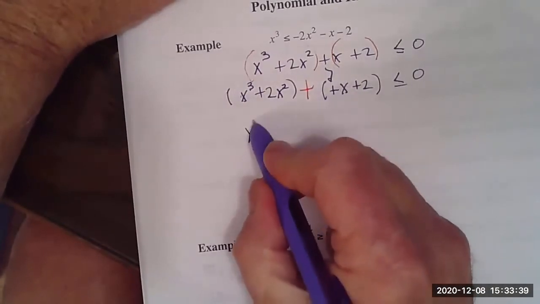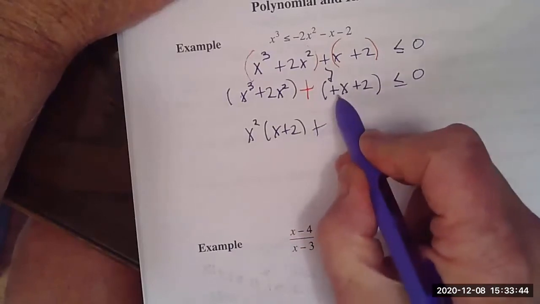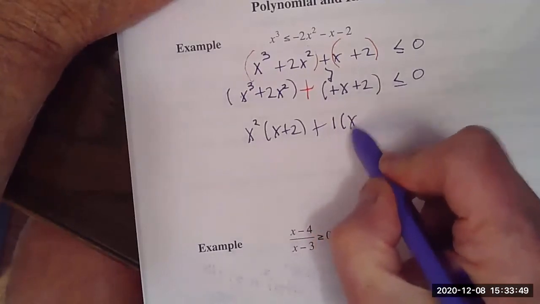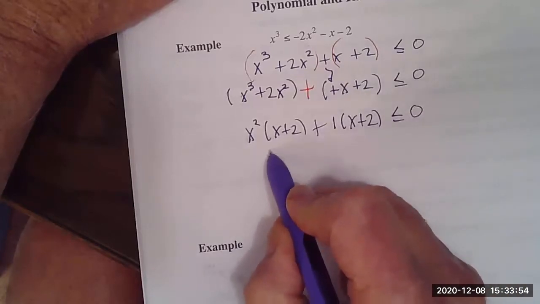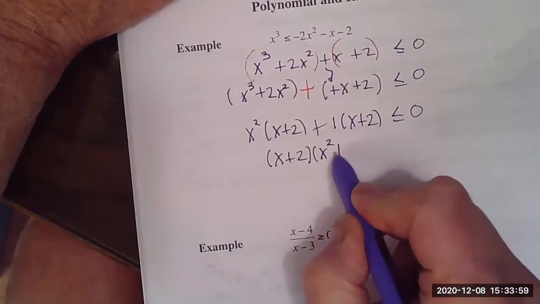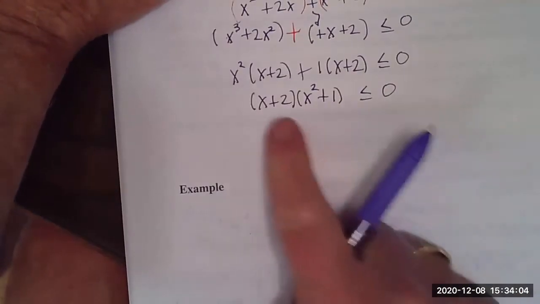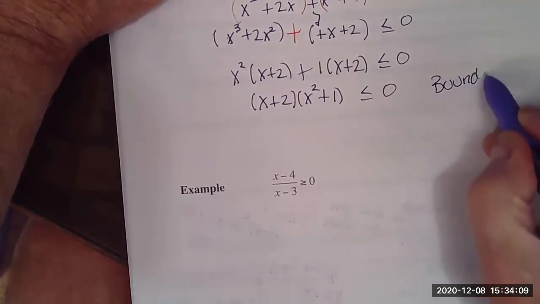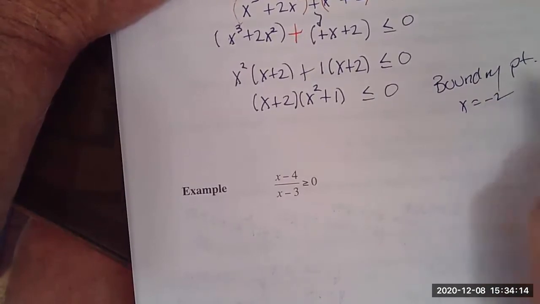GCF here is x squared. You get an x plus 2. Well, no GCF, except there's a 1 on the left-hand side. So you got (x plus 2)(x squared plus 1) less than or equal to 0. And then if I set these each equal to 0, I get boundary points. One's going to be x equals -2.